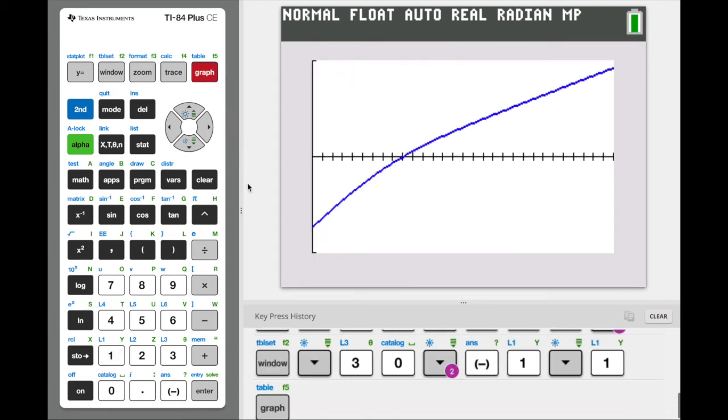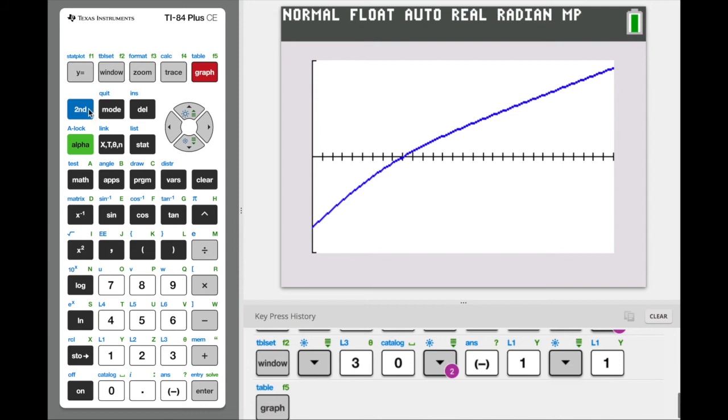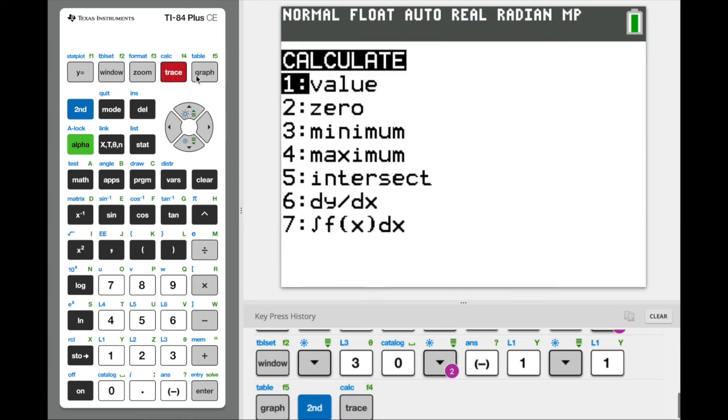All right, so this is a graph of our derivative function that we typed in. We can see that something is happening at whatever x value this is. I can maybe count the tick marks, but I want to know exactly, so I'm going to have it calculate it just in case it's a decimal. So second, and then the trace button to go to the calculate menu. I'm going to find where this function is equal to 0.